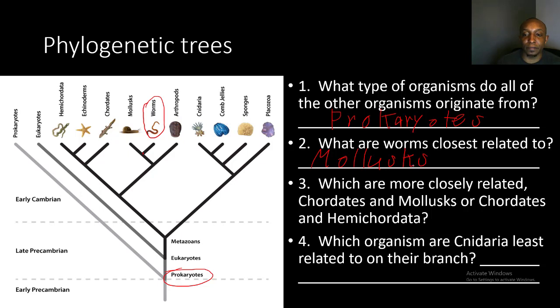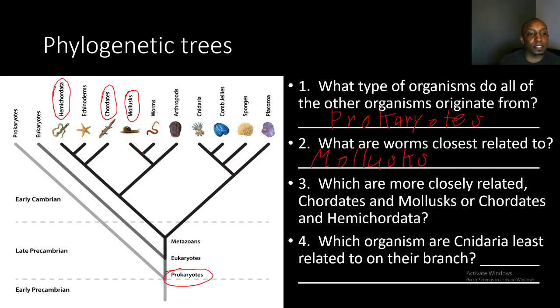And then number three, which are more closely related? Chordates and mollusks, or chordates and hemichordata? So let's go ahead and locate our chordates. Here's our chordates right here, and here's our mollusks. And then let's go ahead and locate our hemichordata.